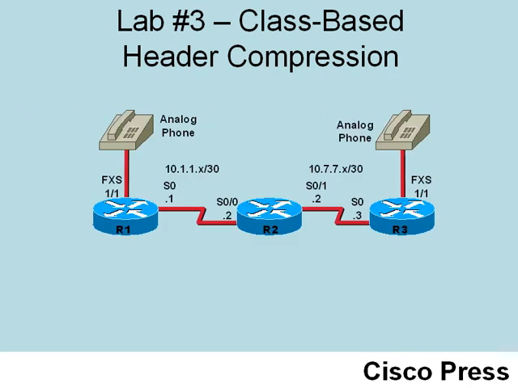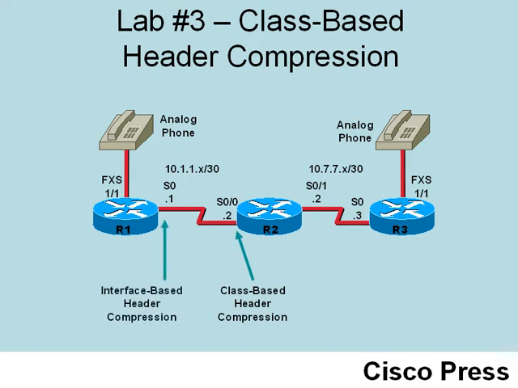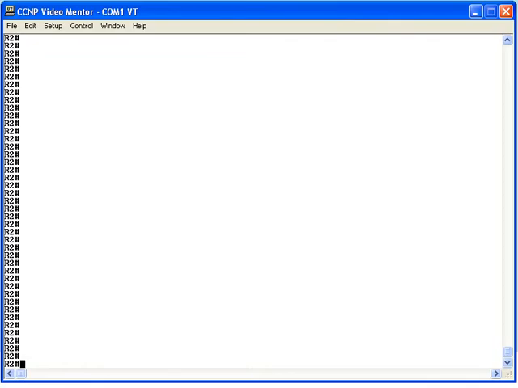Let's jump back to our topology real quick. Let's examine where we will enable each header compression method. Router R2, that's the router that we want to enable class-based header compression on, and router R1, that's the router that we want to enable interface-based header compression on. Let's go out to our routers and set this up.